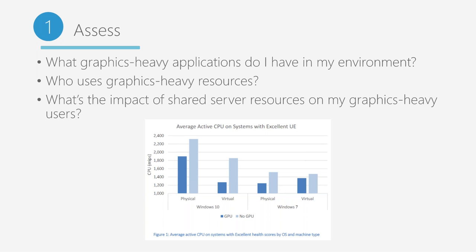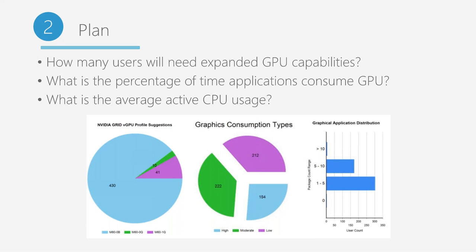So the second step is to plan, right? Plan for the rollout. Once you've assessed your environment for graphics needs, make sure you know which users will need expanded GPU capabilities and what their usage is of those IT resources and services. Determine how many of your users have high, medium, or low graphics consumption. Determine which NVIDIA solution is the best fit for your environment, and so on.